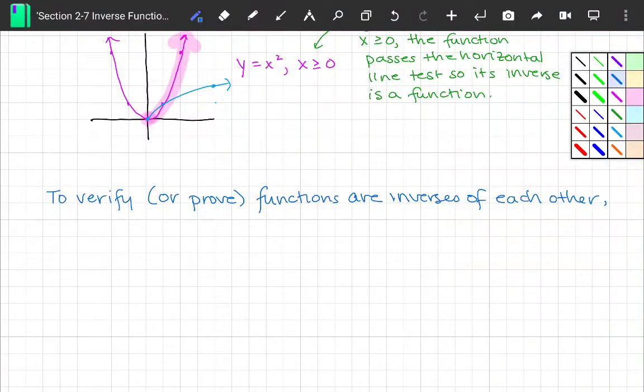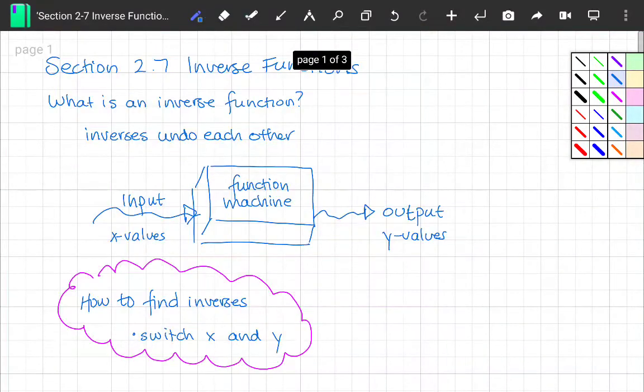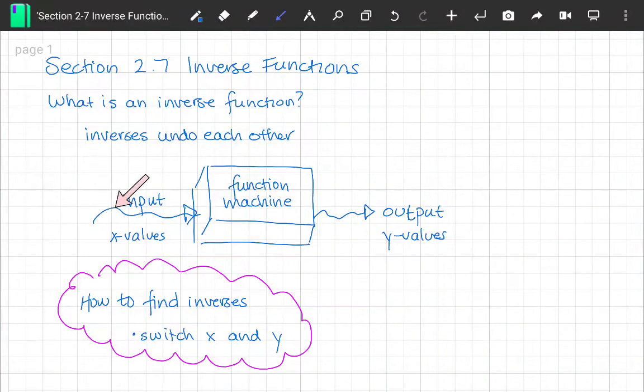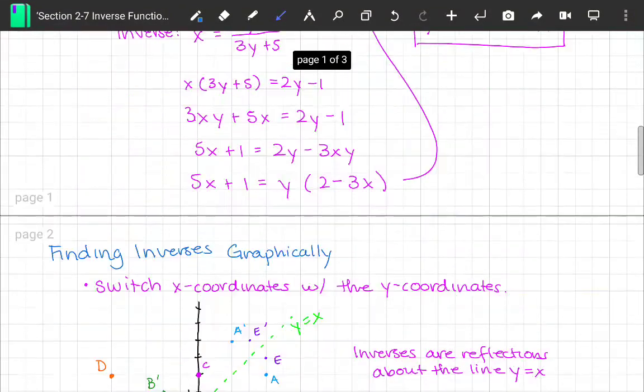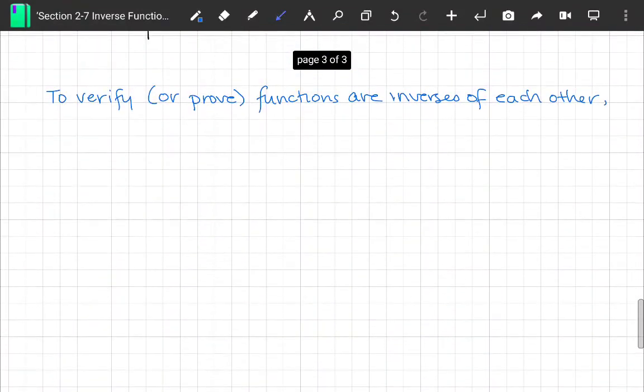Well, remember that if we go back to the very beginning, we can take the input, put it into a function machine and get an output, and then we can put that output back in and get the input back. We can just do it backwards. So we're going to take an input and make it the output, and the output and make it an input. Wait, what? It's actually the idea of composition of functions.